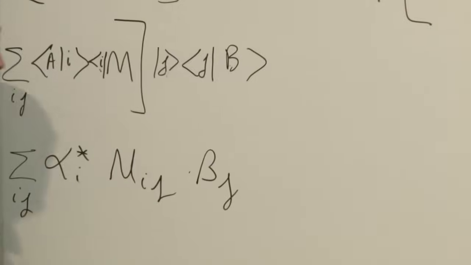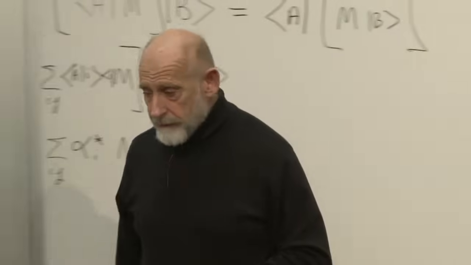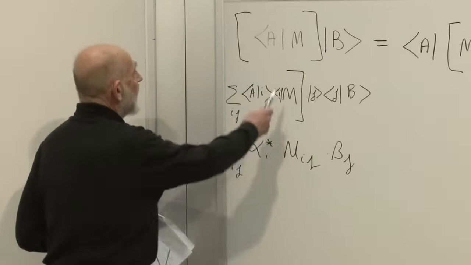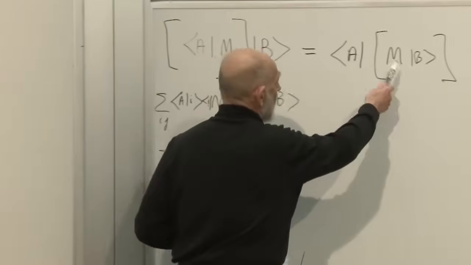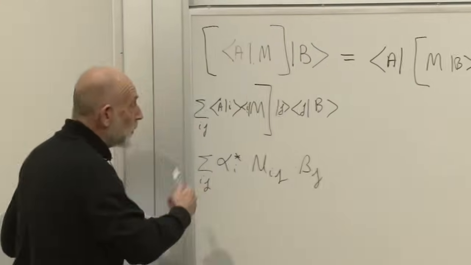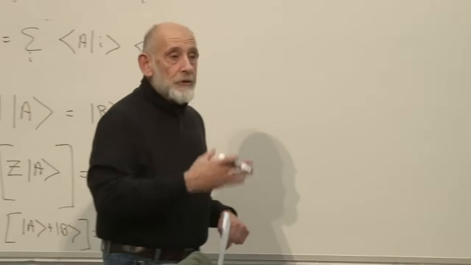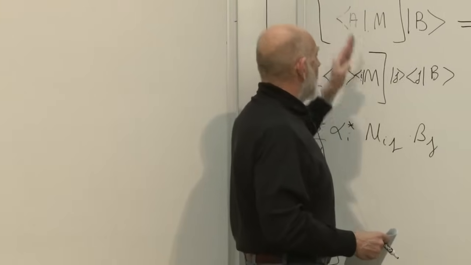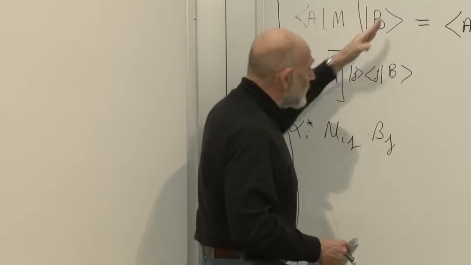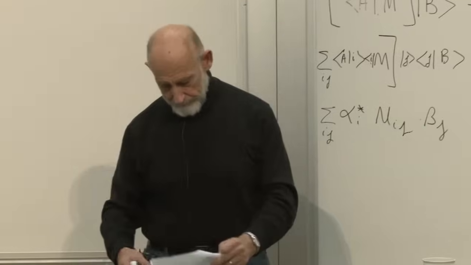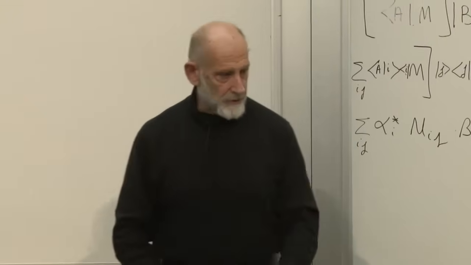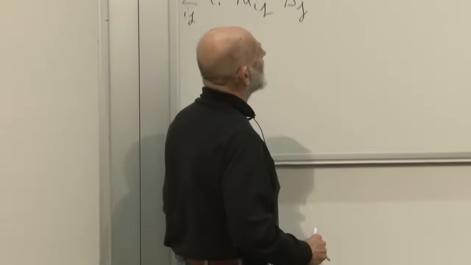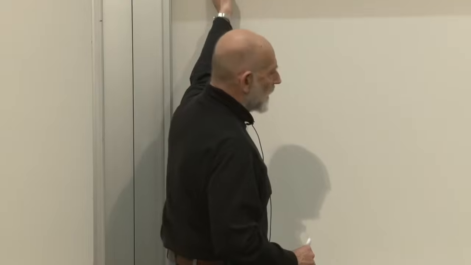And so you can define M in such a way that it doesn't matter where you put the brackets. That eases your life. You don't have to remember whether you meant M acts on B and then you take the inner product with A, or M acts on A and then you take the inner product with B. Same thing. It's the power of a nice notation.